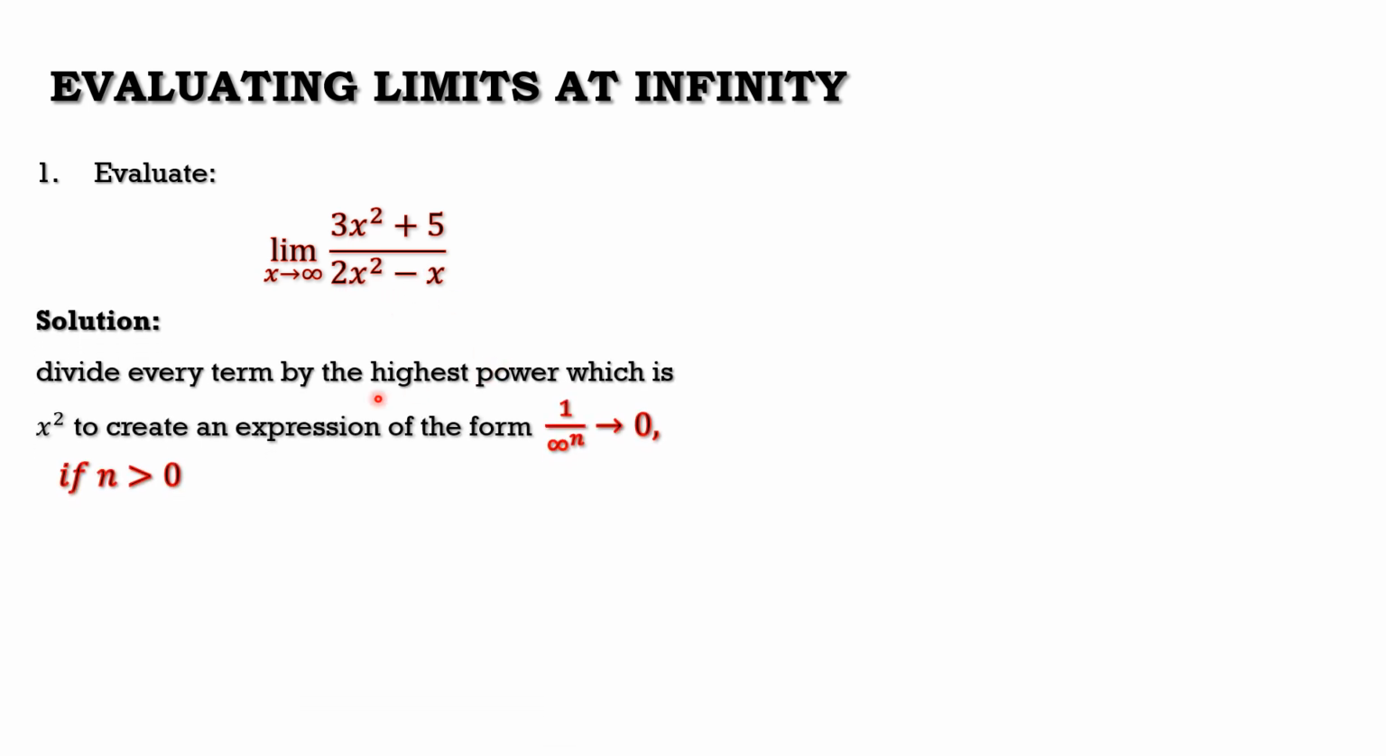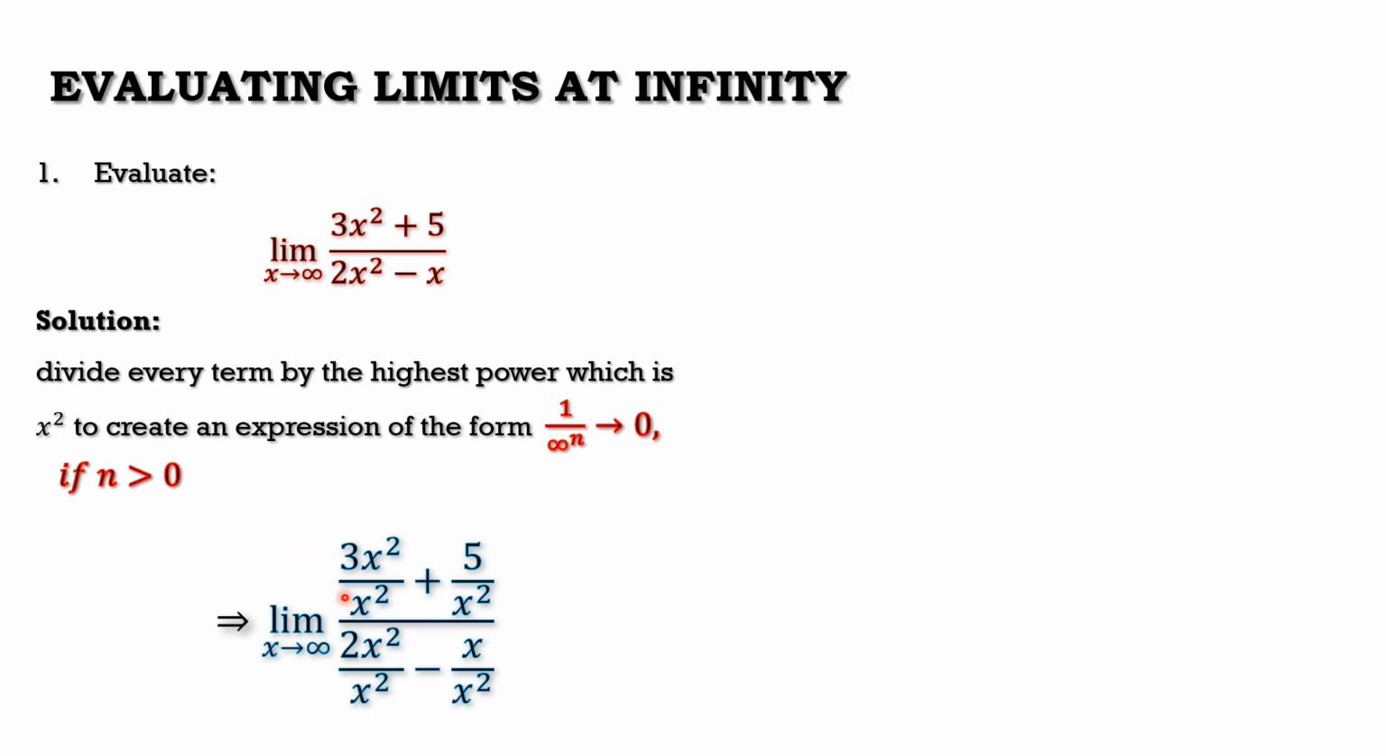So now let's move to how we can evaluate the limit at infinity without using a graph and table, with more examples for us to solve. So we have to evaluate the limit as x approaches infinity of 3x squared plus 5 divided by 2x squared minus x. So what will be the solution? Here we have to divide each term by the highest power, which is x squared, to create an expression of the form 1 over infinity power n, where n is a positive number. When you do that, the whole of this expression, as we've learned earlier, approaches 0.